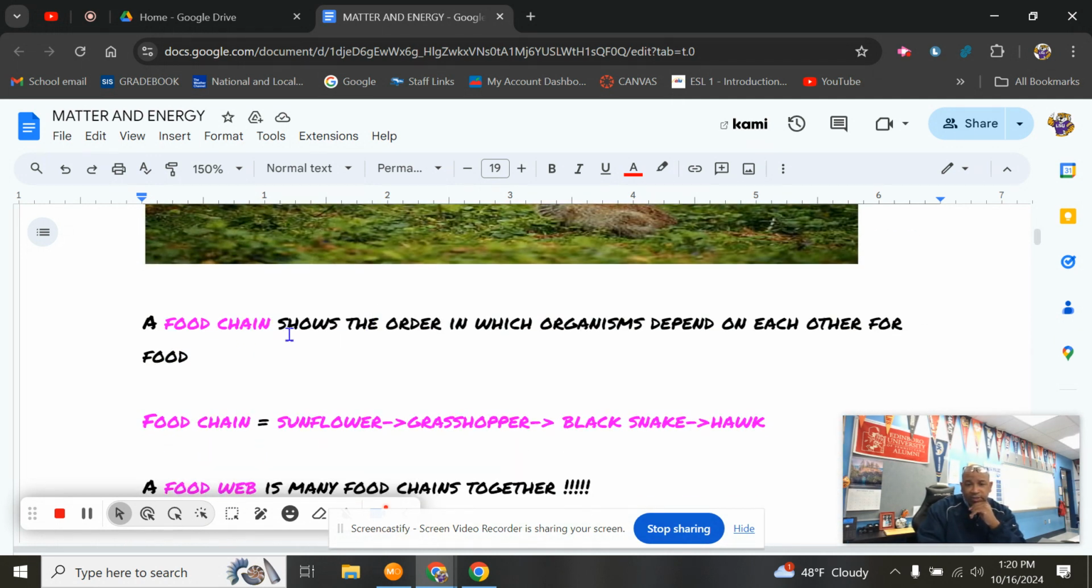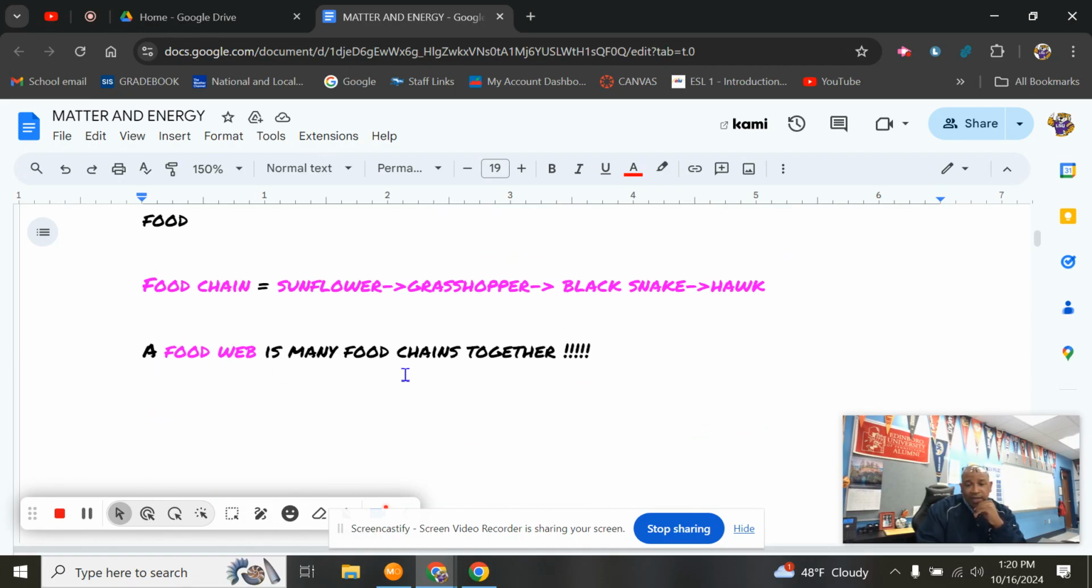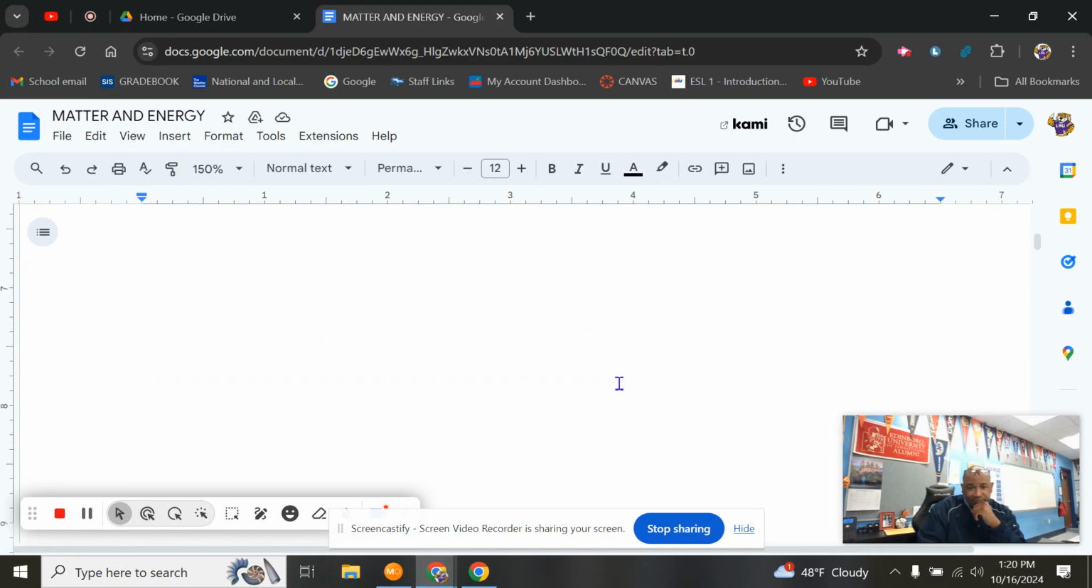Next, right here, a food chain shows the order in which organisms depend on each other for food. A food chain example is sunflower to a grasshopper to a black snake, black racer, to a hawk. A food web is many food chains together. I guarantee you're going to see this on your test. All right?